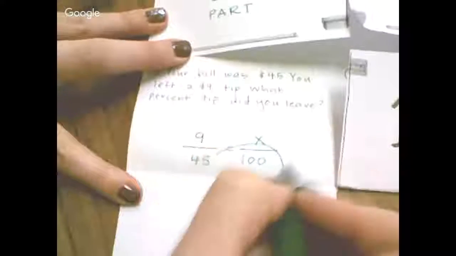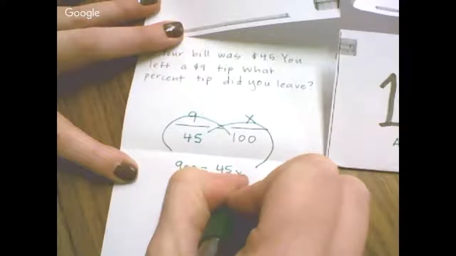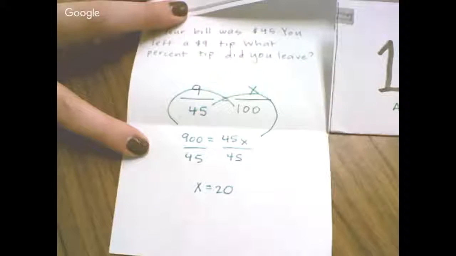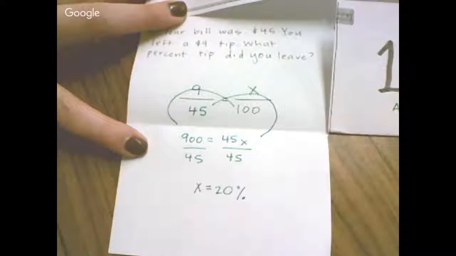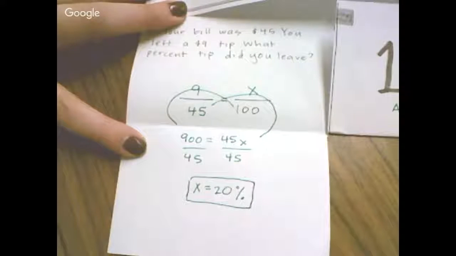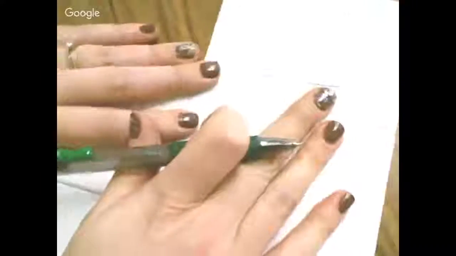So again, cross multiply. So I have 45x. Cross multiply. I have 900. Divide by 45. And I get that x equals 20. Again, I'm talking about percent. So it's 20%. So I left a 20% tip. Okay, we've got a couple more. So let's look at this one.